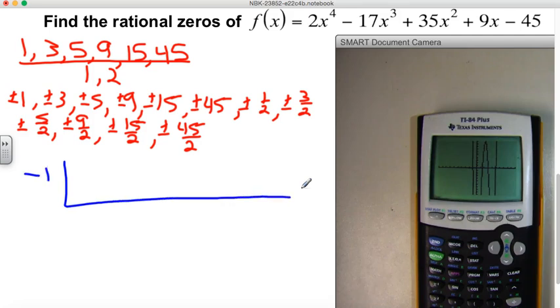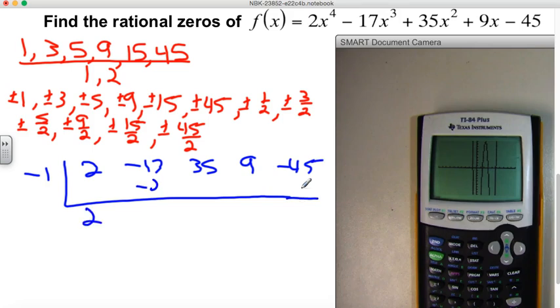Now we got -1, and then we do 2x to the 4th minus 17x cubed, 35x squared, 9x, and -45 with no x. All right, so bring down the 2. 2 times -1 is -2, -17 plus -2 is -19. -19 times -1 is positive 19. And then we've got positive 19 plus 35 is 54. 54 times -1 is -54. Plus 9 is -45. Times -1 is positive 45. And those, of course, cancel out and give me my remainder of 0.